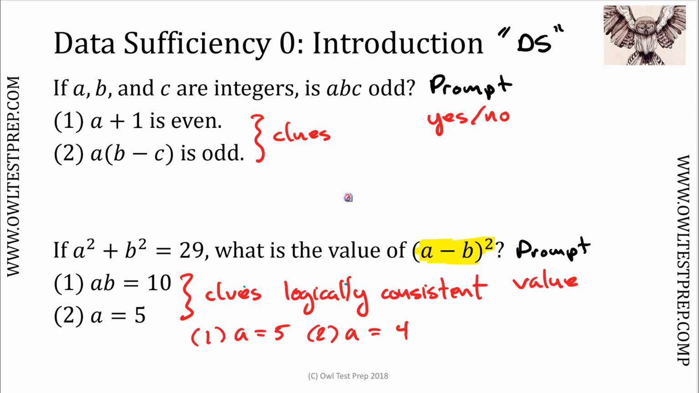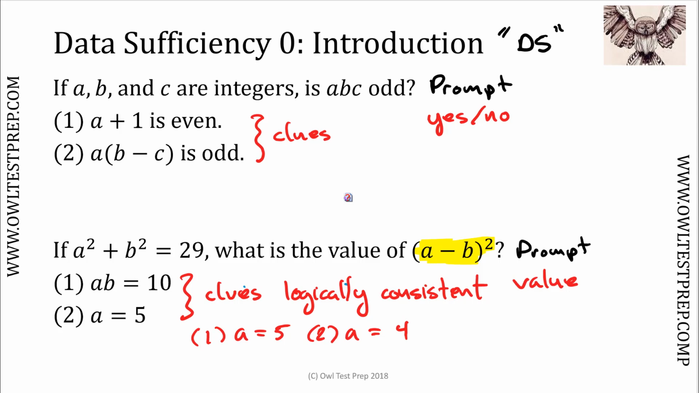But for right now, we've got two questions here. One's a yes-no question, one's a value question. Each one comes with a prompt and two clues or pieces of data, or I think datum is the singular for data. You learn a new word every day, right? And that's it for now. So hopefully this logically consistent thing was new to you. And if you're just getting started, hopefully all of this is new and useful.